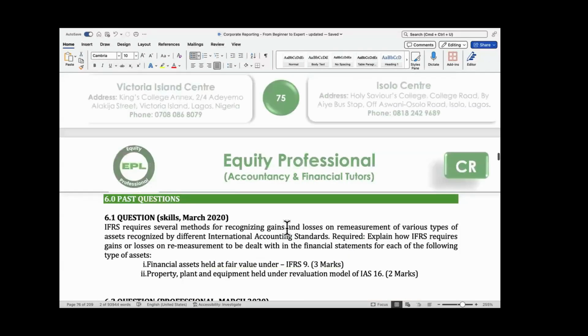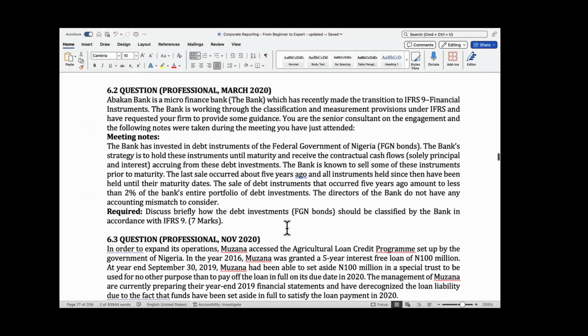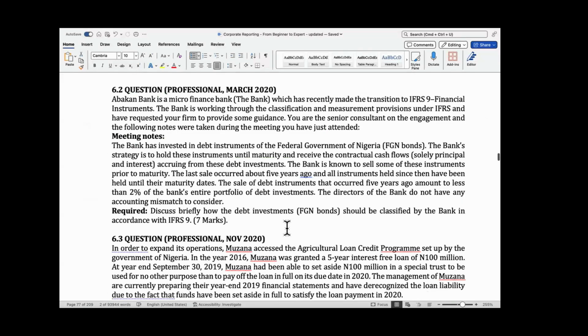So I have asked about financial instruments several times in the past. One of them is, if you look at this requirement here, they said discuss briefly how debt investments should be classified by the bank in accordance with IFRS 9, 7 marks. And if you read this entire thing, you will see that this bank invested in debt bonds. I've given you this scenario before.